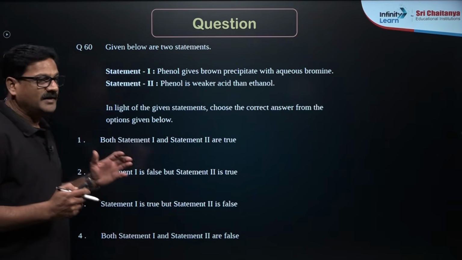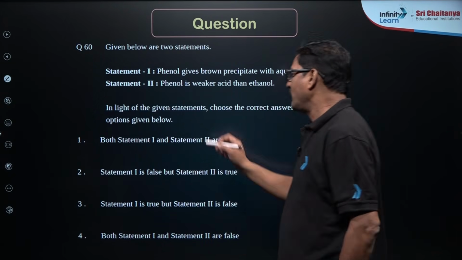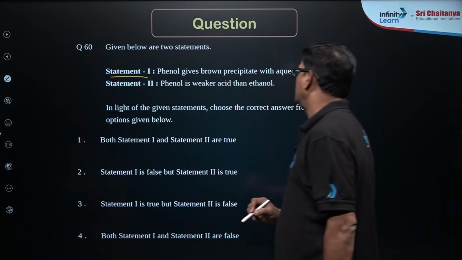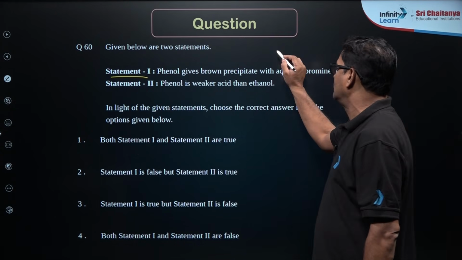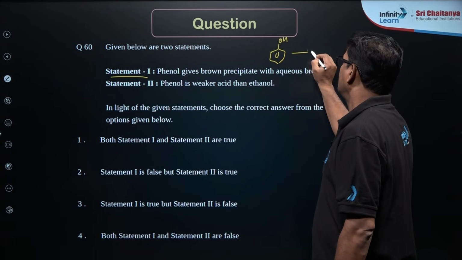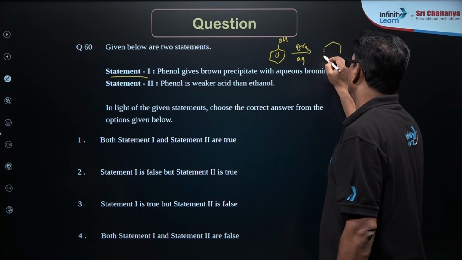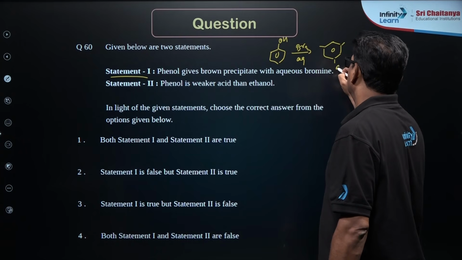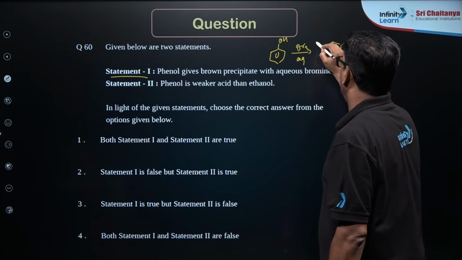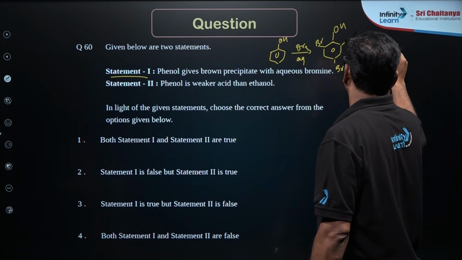Here again you got a statement 1 and statement 2 question. Statement 1, phenol gives a brown precipitate with aqueous bromine. So phenol is treated with aqueous bromine. You are going to get tribromophenol, which is a white precipitate, Br and Br and Br, and it is going to be a white PPT.